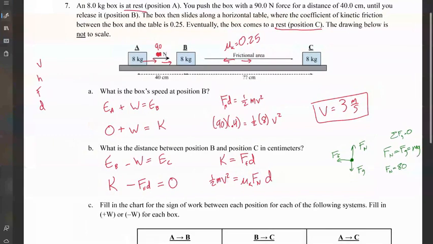All right. So 1/2 times 8, its velocity at B we said was 3 meters per second, squared. Mu k is 0.25. Normal force is 80 newtons. Oh, I forgot the newtons. And then displacement, that's what we're looking for. So if we solve this, over 80, I get a displacement of 1.8 meters.